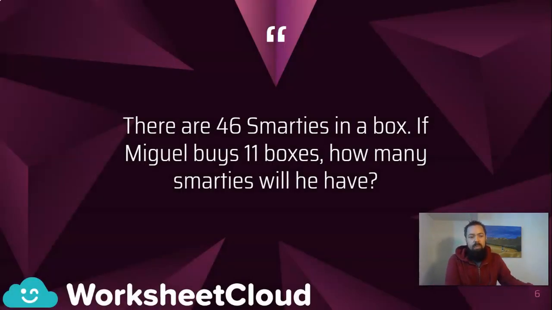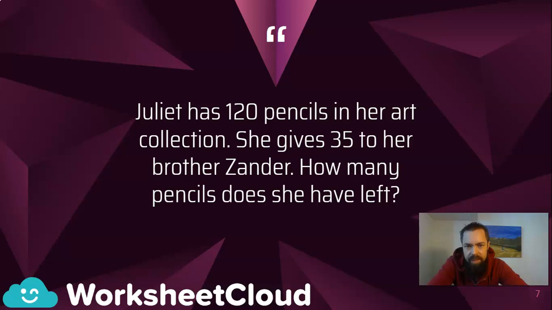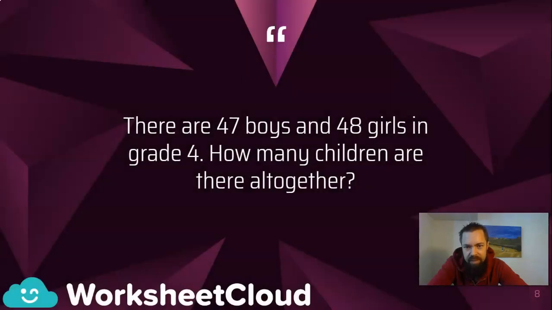I've got 8 problems here. I'm going to read through all 8, and then we'll jump across to the whiteboard. I've already copied them to the whiteboard, but let's go through them, just so you've got a taste of what's coming. There are 46 Smarties in a box. If Miguel buys 11 boxes, how many Smarties will he have? Juliet has 120 pencils in her art collection. She gives 35 to her brother Zander. How many pencils does she have left?